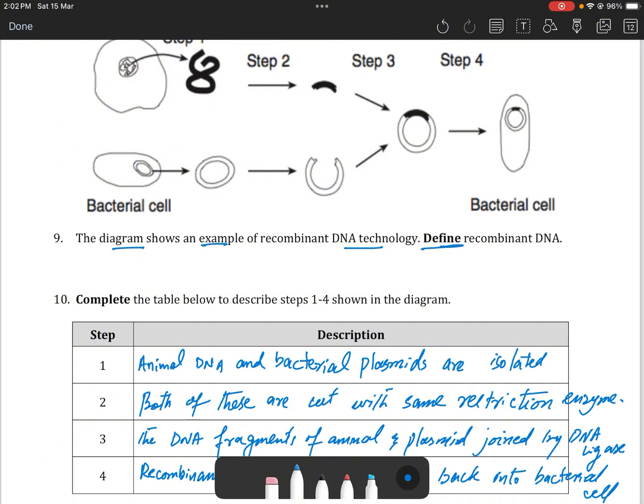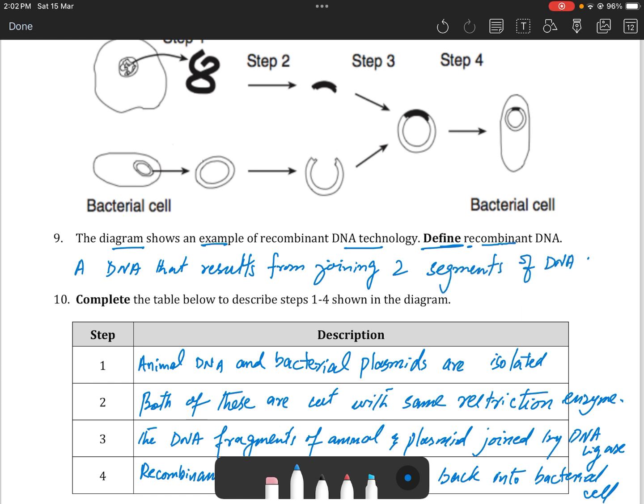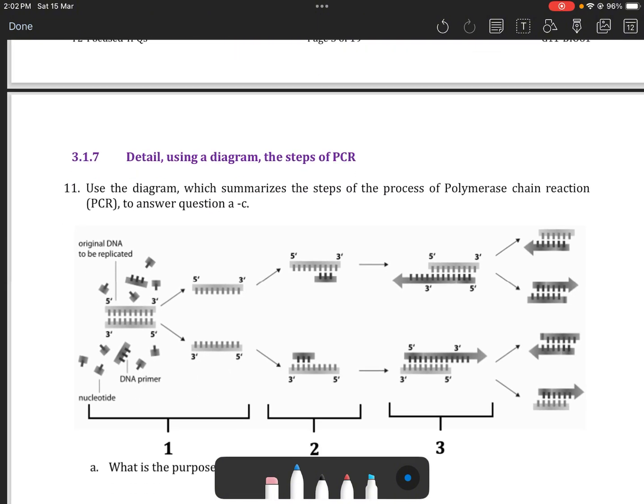Define recombinant DNA. Recombinant DNA is a DNA that results from joining two segments of DNA, but make sure which segments of DNA, from two different organisms. Remember, it will be only recombinant when you have different organisms. Okay, that's it. We move to the next.